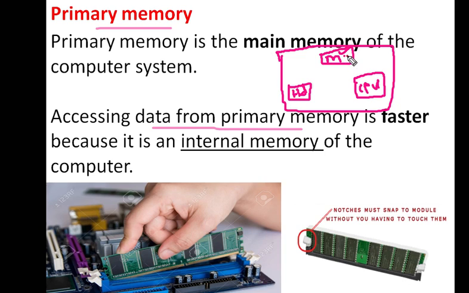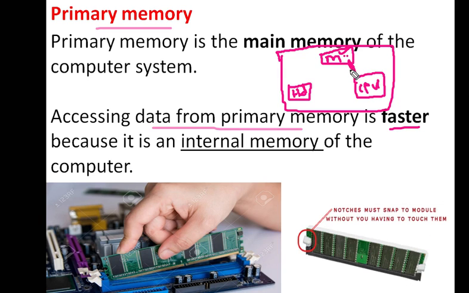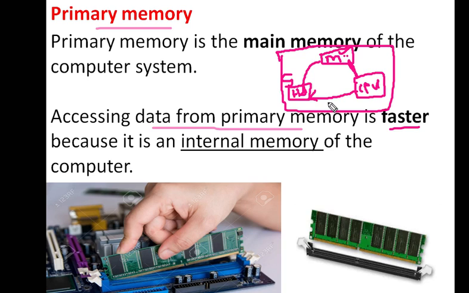If our data is here, then to access this data it should always go to the CPU. So this is why accessing data from primary memory is faster, because the data is here only. So the CPU is going to catch this data easily. If your data is in secondary memory, first it will go to main memory, then main memory to CPU, then CPU back to secondary memory. So it will take a little bit of time, right? That we will discuss in secondary memory.